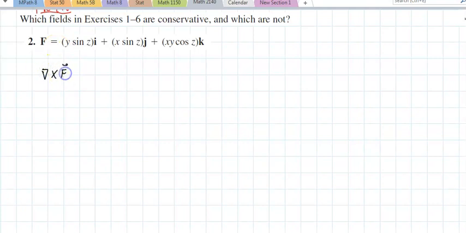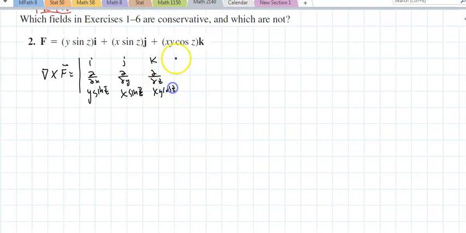I'm going to take del crossed with F. That is the determinant with i, j, k. Del is the partial with respect to x, the partial with respect to y, and the partial with respect to z. Basically the cross product. The components are y sine of z, x sine of z, and xy cosine of z. For the i component, I take the partial with respect to y, which is x cosine of z, minus the partial with respect to z, which is x cosine of z.